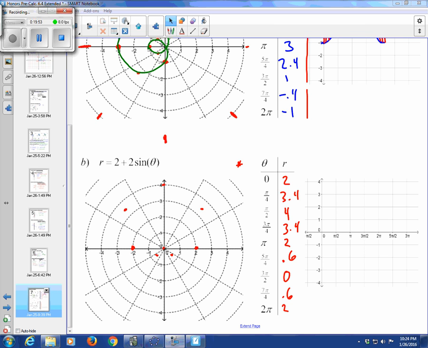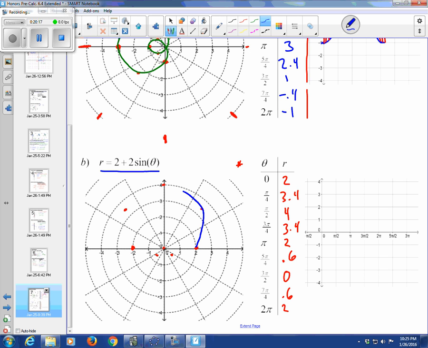Okay, so we've plugged all our theta values into our function r equals 2 plus 2 sine theta, and we get these sets of r values, which we can then graph with the theta values to give us these polar coordinates. Right here we start out at 2, and then we basically just want to go and connect all these ordered pairs. So we look like this. And that should be an approximate graph of our polar function.